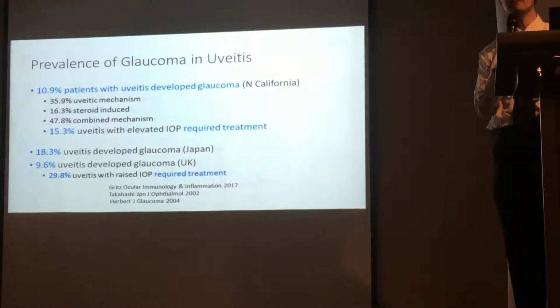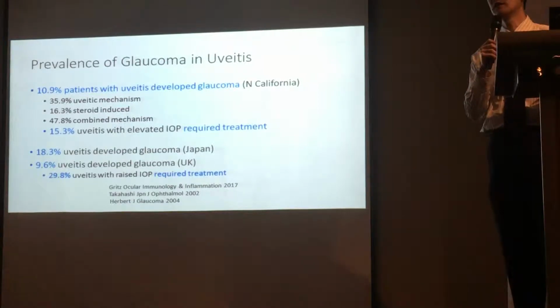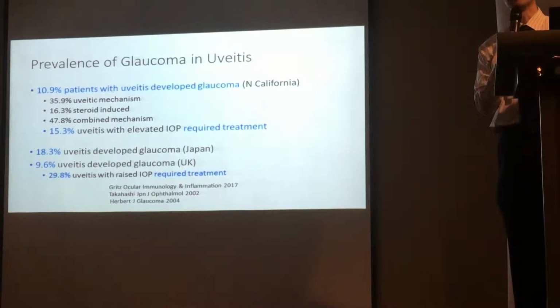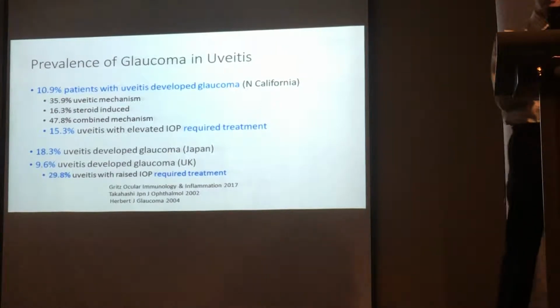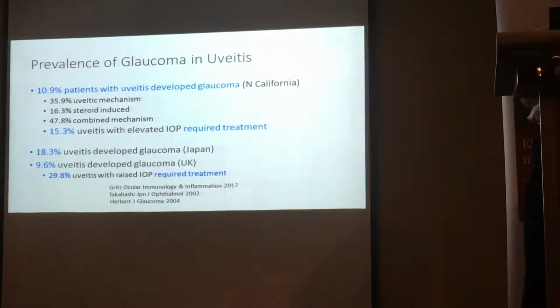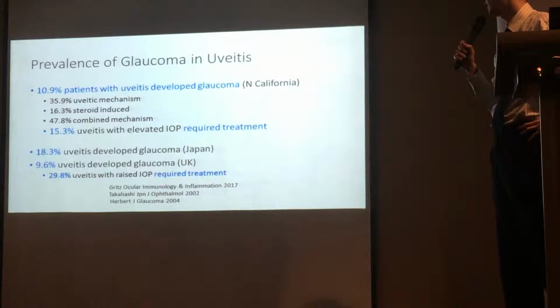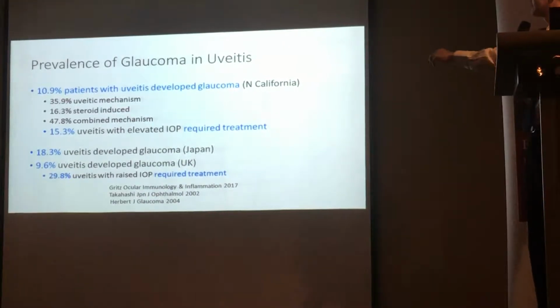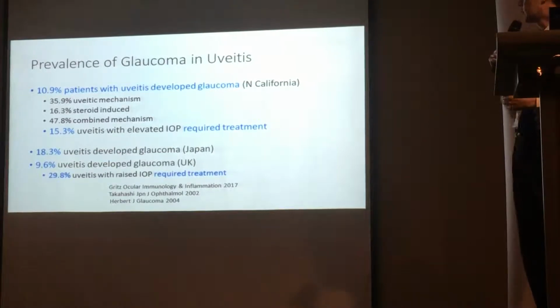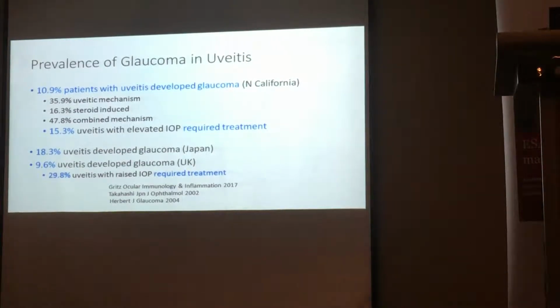Okay? It may not need treatment forever. They may not have eventually developed the nerve damage which is typical of glaucoma, but it needed to be addressed. It may have been short term, but it had to be addressed. In Japan, it was 18.3% of uveitis which developed glaucoma, and in the UK, it was just under 10%. However, nearly 1/3 of the uveitis with raised intraocular pressure needed treatment.